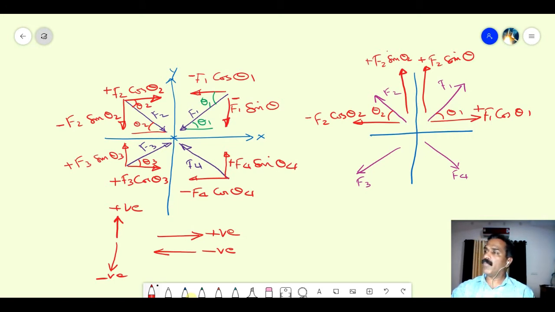Okay, let us continue. Components of these forces in these vertical and horizontal directions are minus F2 cos theta 2 and plus F2 sin theta 2.